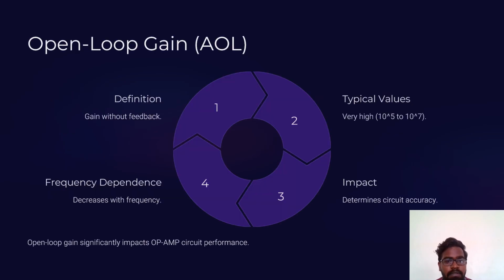Open loop gain is the gain without feedback, and the values are very high, 10^5 to 10^7. For frequency dependence, it decreases with frequency, and the impact is that it determines circuit accuracy. Open loop gain significantly impacts op-amp circuit performance.